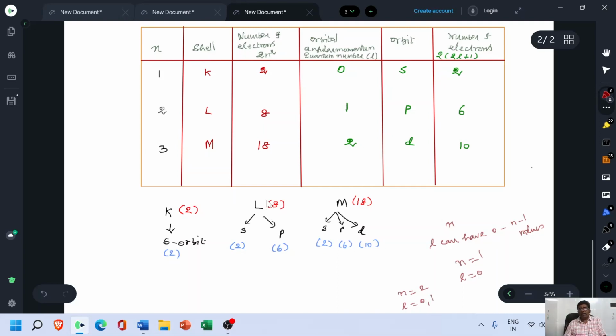The maximum number of electrons in the L shell is 8. These 8 electrons are distributed in s and p orbits. s orbit contains 2 electrons, p orbit holds 6 electrons. So 8 electrons are distributed in s and p orbits. In this way we may explain the rest of the things also.